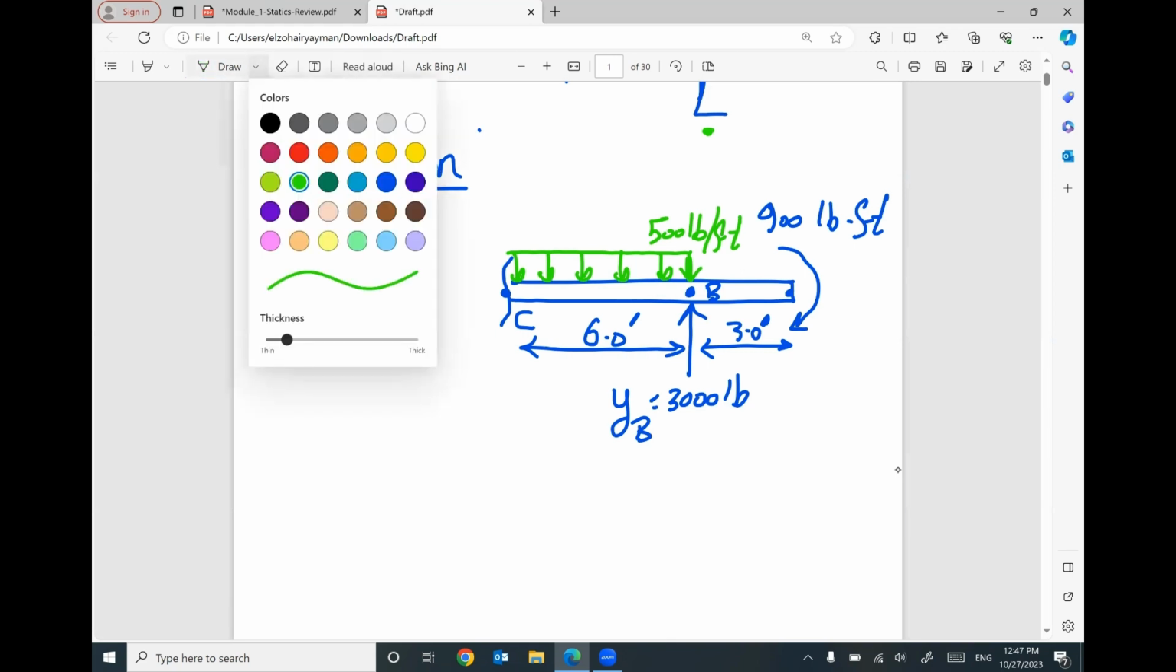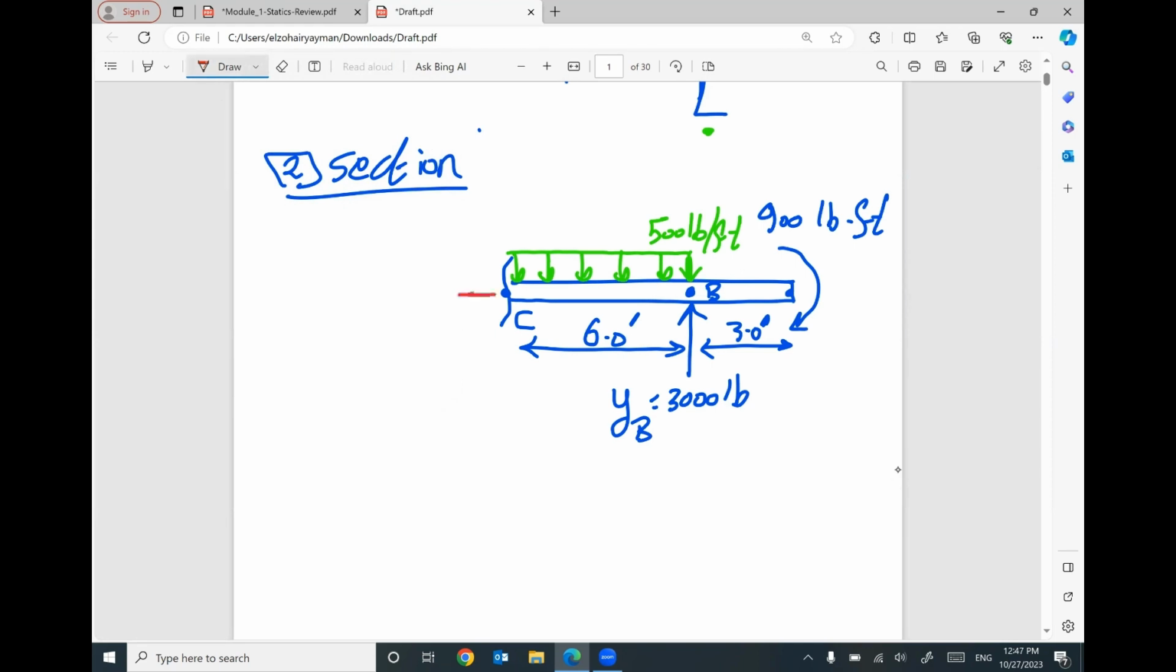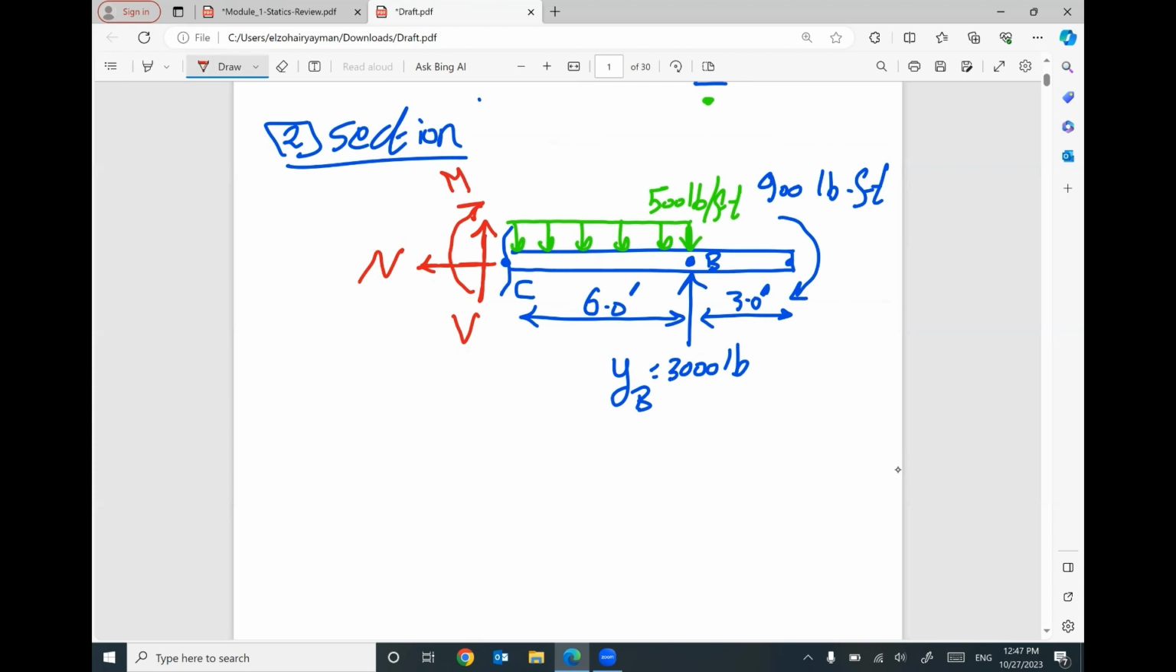At your cut, I will put here axial force, capital N, parallel to the beam. I will put here capital V, perpendicular to the beam. I will put here capital M to create a moment on the beam at point C at your cut. Once you set up the part you're gonna use and the internal forces at your cut, then I can apply the equilibrium equations one more time: summation F of X equals 0, summation F of Y equals 0, summation moment at any point equals 0.